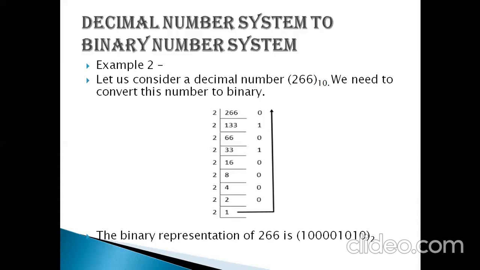So the binary representation, again we have to write in the reverse order. So it will be 1, the last one first, followed by 4 zeros, followed by 1, 0, 1, 0. So this is the binary representation of 266.